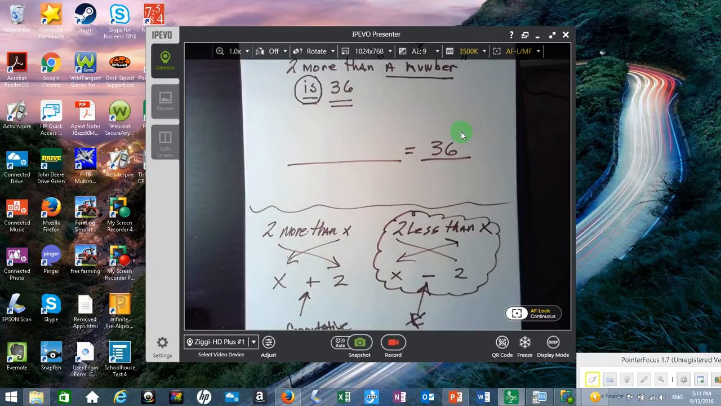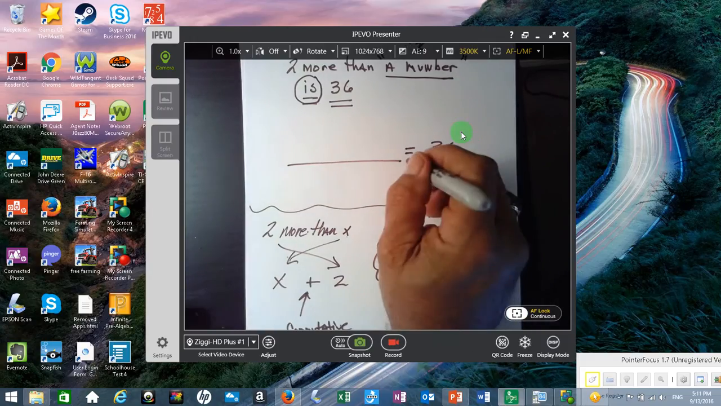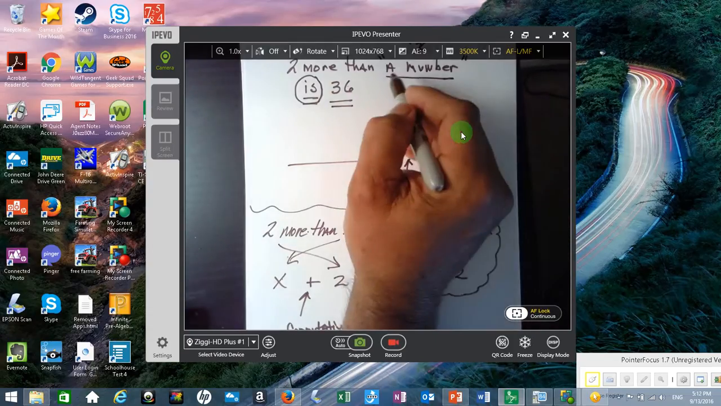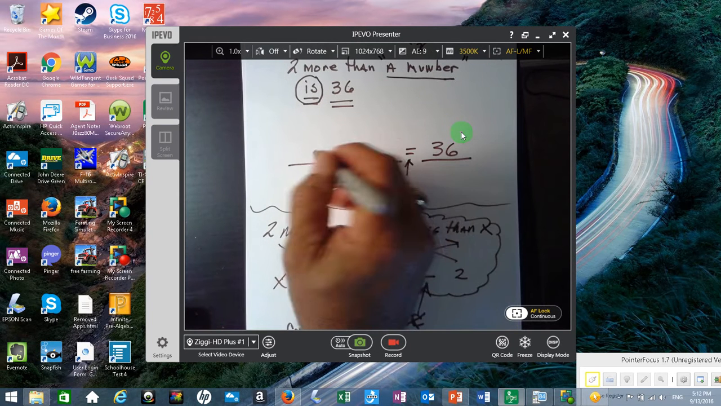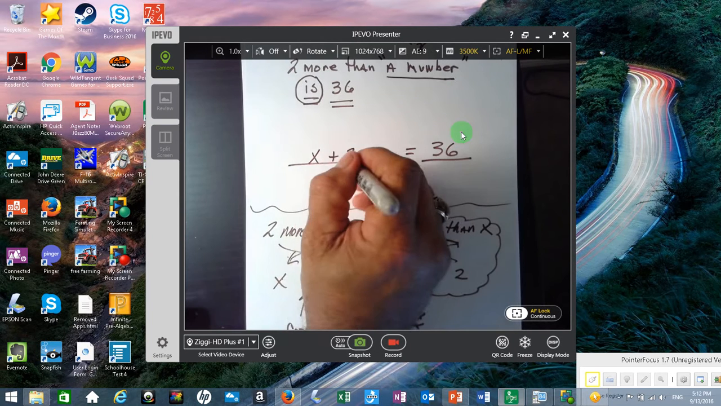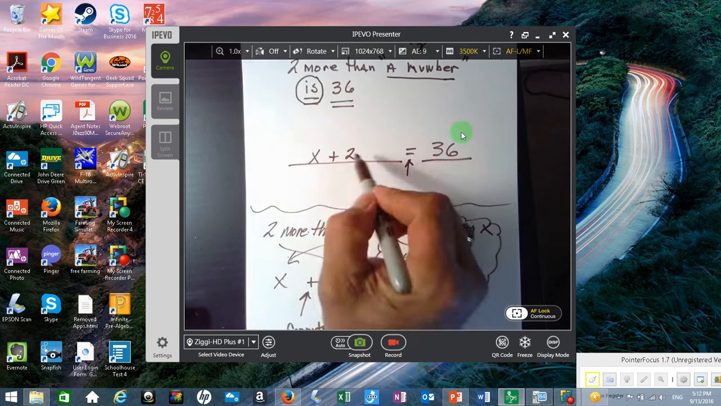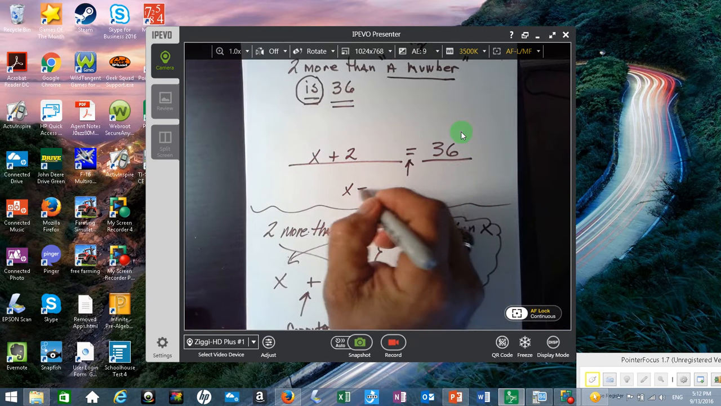Now with inequalities it's different, but when you're dealing with an equals sign and you see a less than a number, then you need to use the crisscross. So here we can go x plus 2, and that's going to be 2x, or 2 more than a number, so x plus 2, so your number is 34.